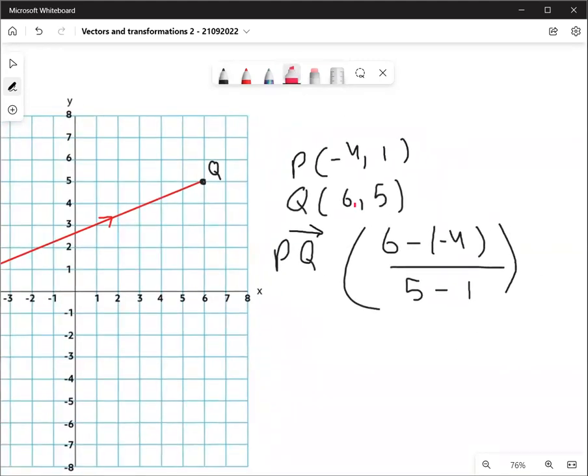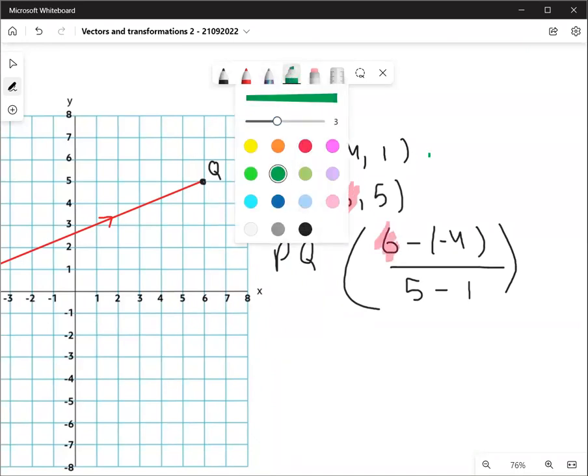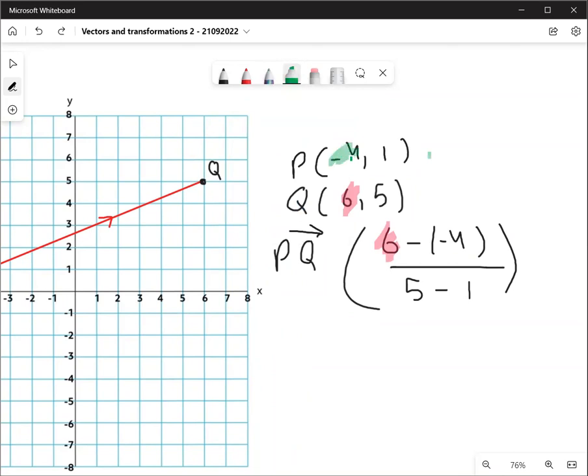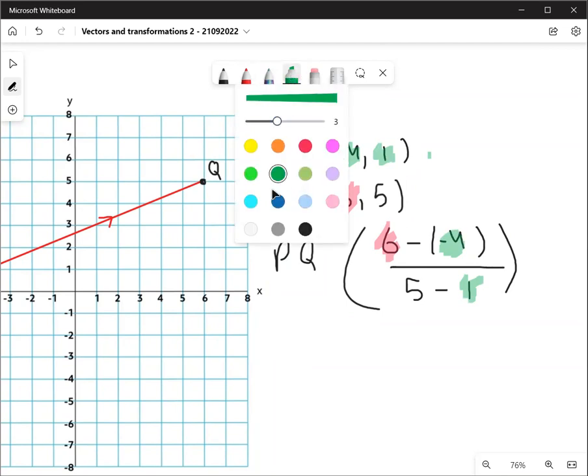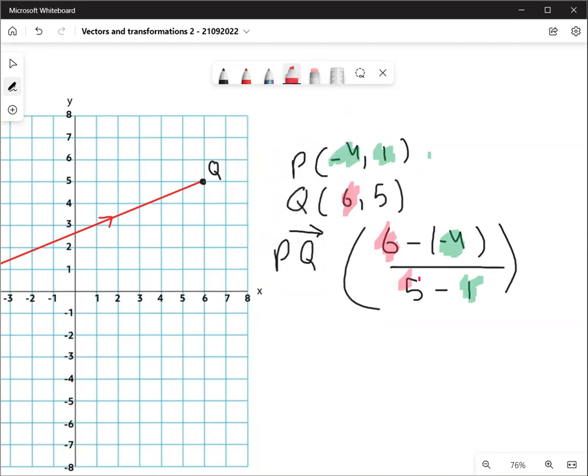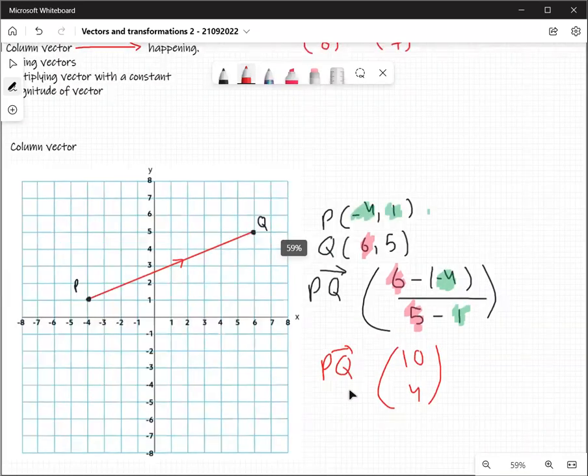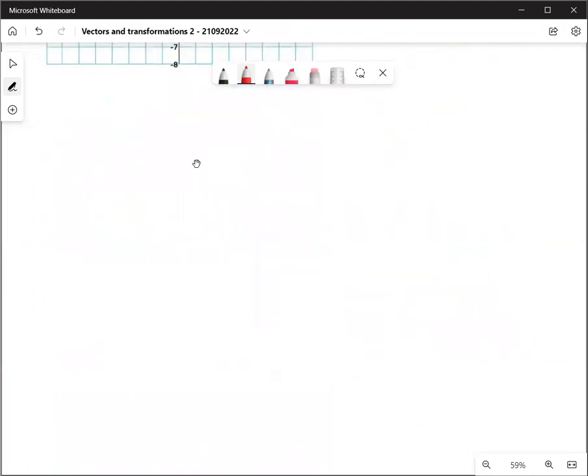All you're doing is taking this guy and subtracting the other guy. So what you have to do is subtract the initial point from the final point. Any doubts in this? And that will give us PQ is 10, 4. Right, done. Let's look at the next thing, adding vectors.